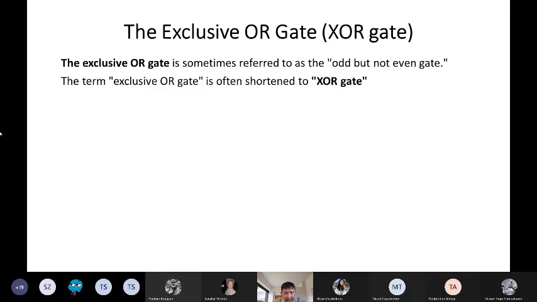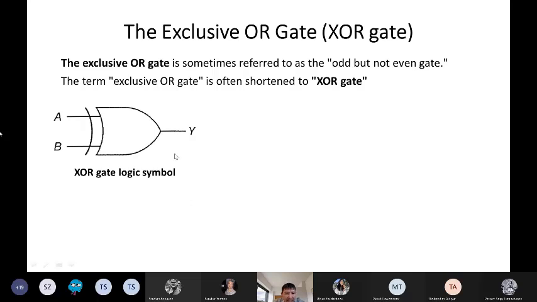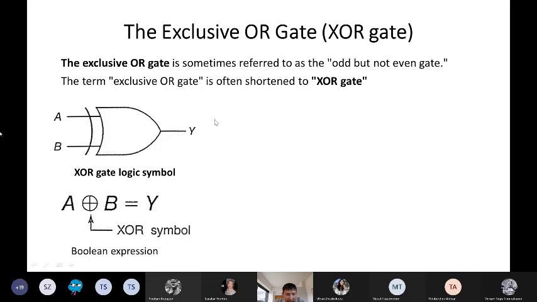So let's, but we will not say exclusive OR gate, it will be too long. No? We will shorten and just say XOR gate, okay? XOR gate. So it's a symbol. You can see it's similar to the OR gate, but here we have an additional curve that indicates that it is an XOR gate.